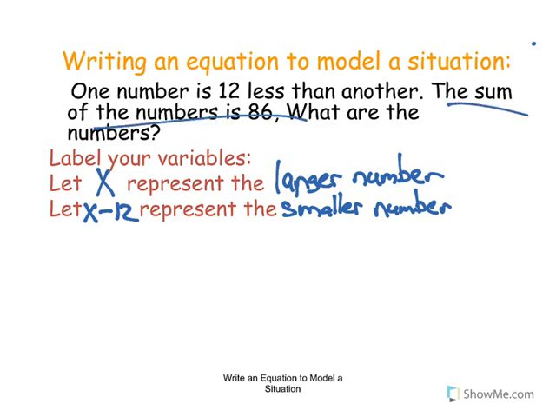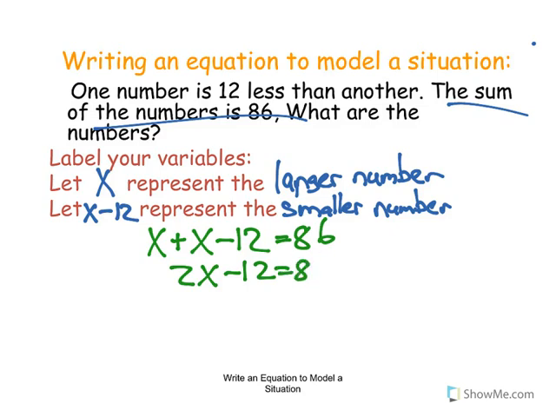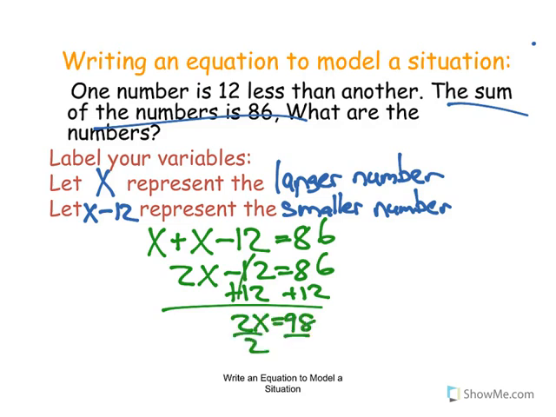And again, the sum of the two numbers is 86. So X, the sum means to add. So X plus the quantity X minus 12 equals 86. So X plus X is 2X minus 12 is 86. All right, so 2X equals 98. That tells me X is 49.